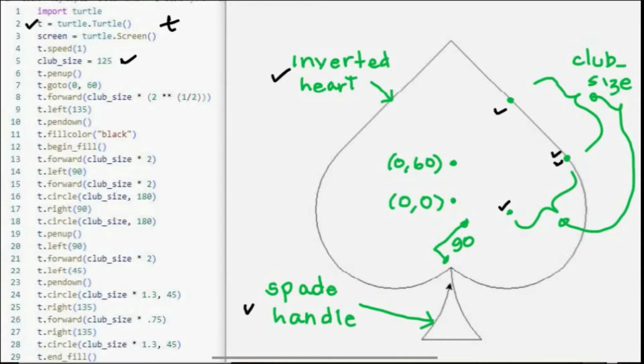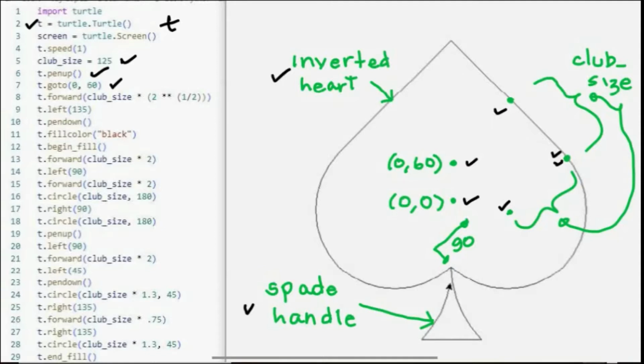Now I'm starting at 0, 0. The 0, 0 is right here. Now I want to go to 0, 60 without generating any line, so I make sure that my pen is up. That is command number 6. Now the 0, 60 is right here.